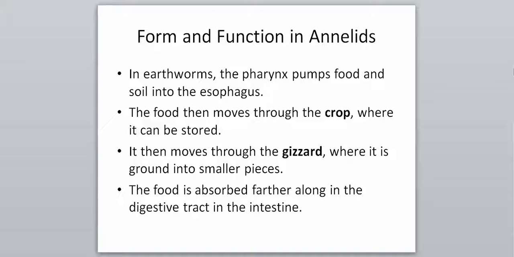And because the food will move through the crop where it can be stored, and it then moves into the gizzard where it is ground into smaller pieces, and the food is absorbed farther along in the digestive tract of the intestine. So two words here, crop and gizzard. If you're familiar with chickens, they have these terms as well, and they serve almost the same function in the worms as they do in chicken. So the crop is used for food storage, and the gizzard is used for grinding the food into smaller pieces.